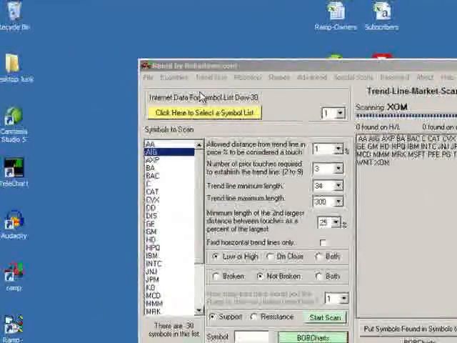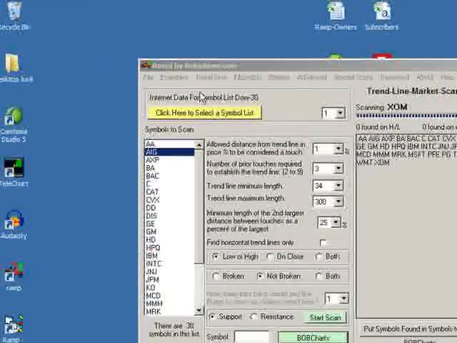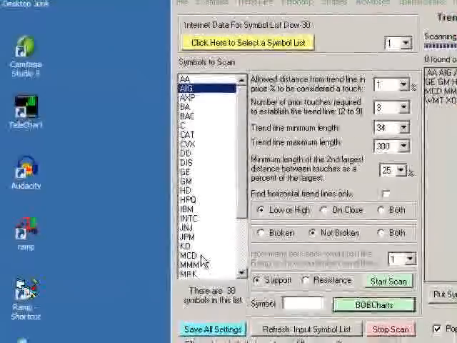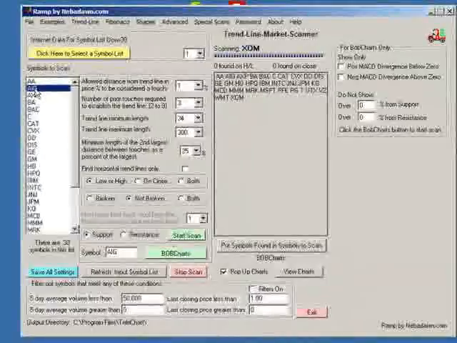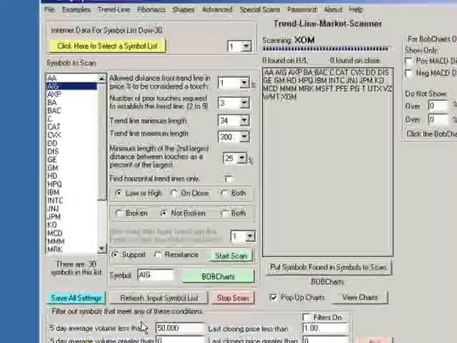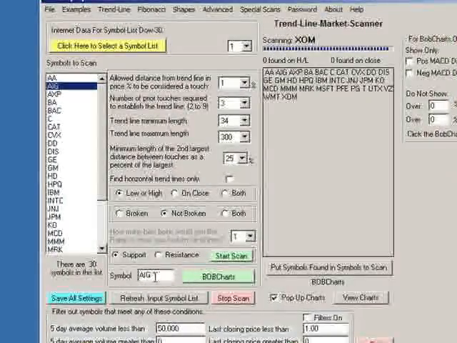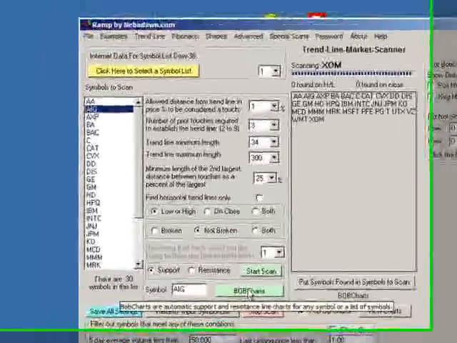I'm looking at the main RAMP control screen and I want to show you a few things about BobCharts. I've loaded the public internet data and I have the Dow 30 on the input list. I'll simply, just to get started, click on AIG. You'll notice that AIG was loaded in this little symbol window, and I'll click on BobChart immediately to the right of it.